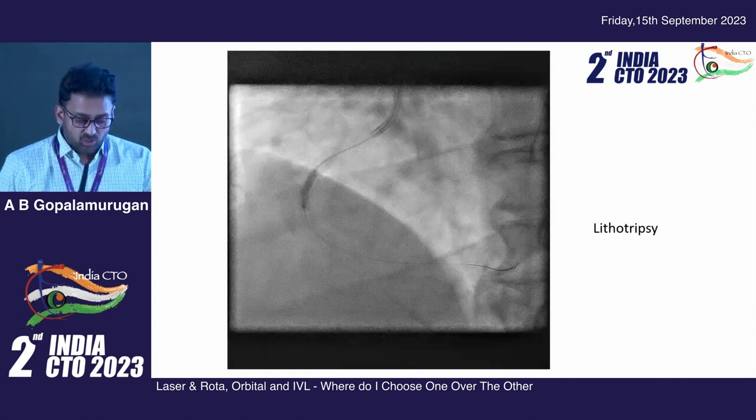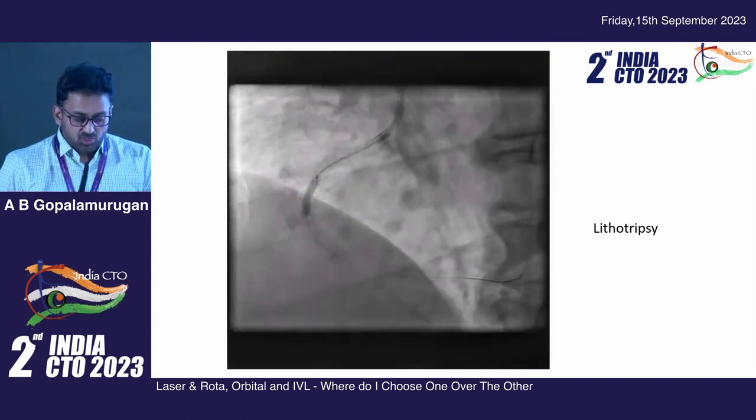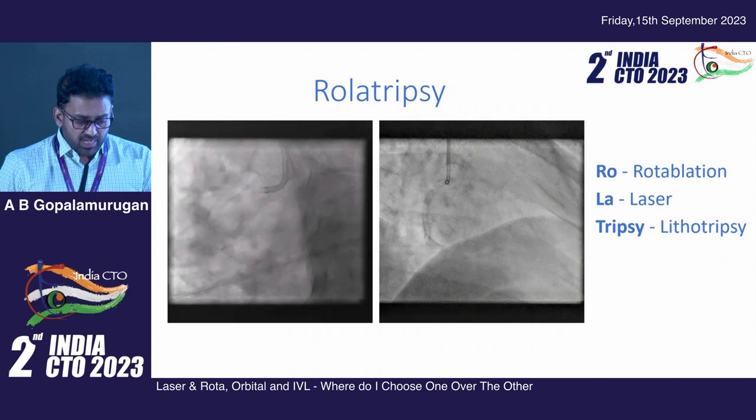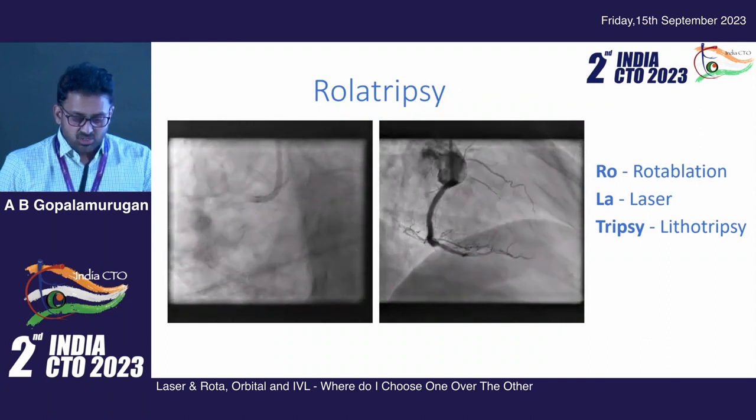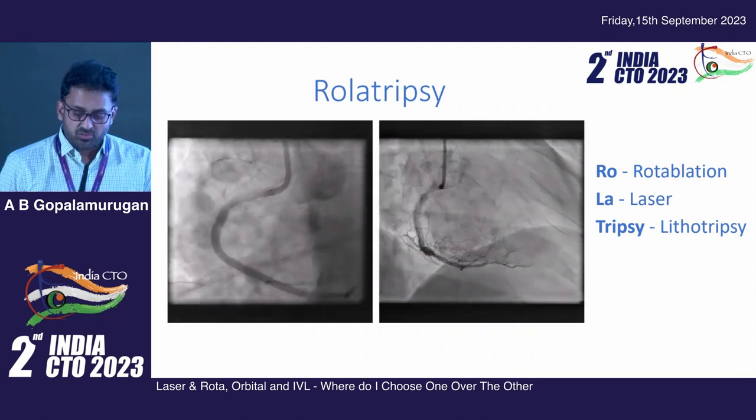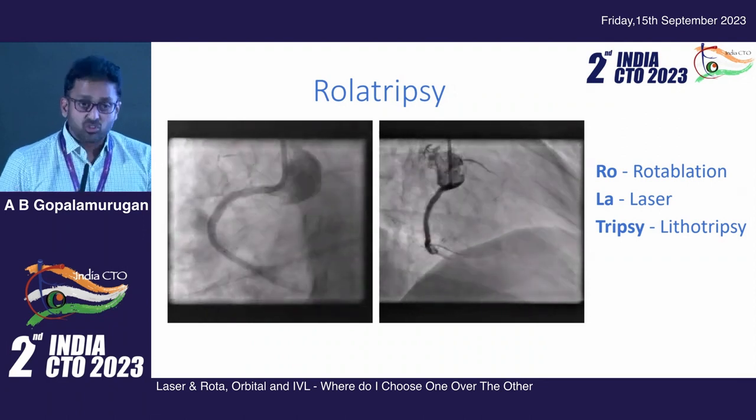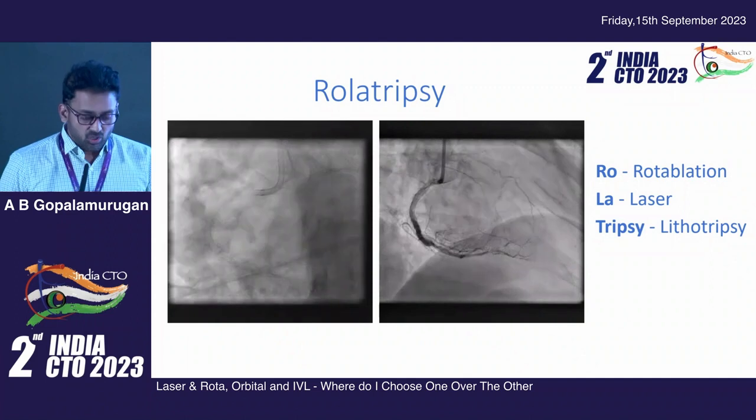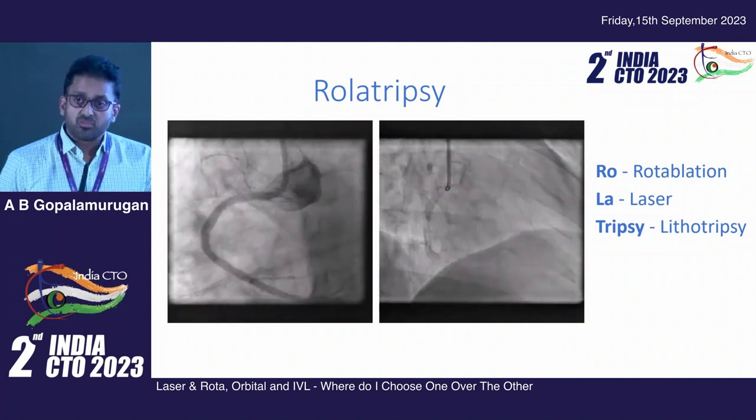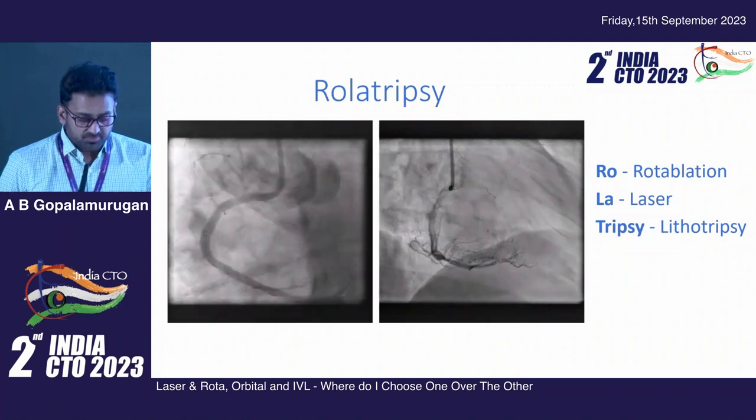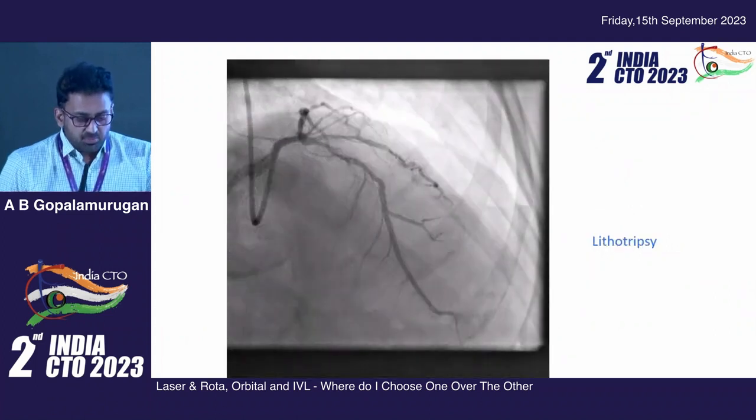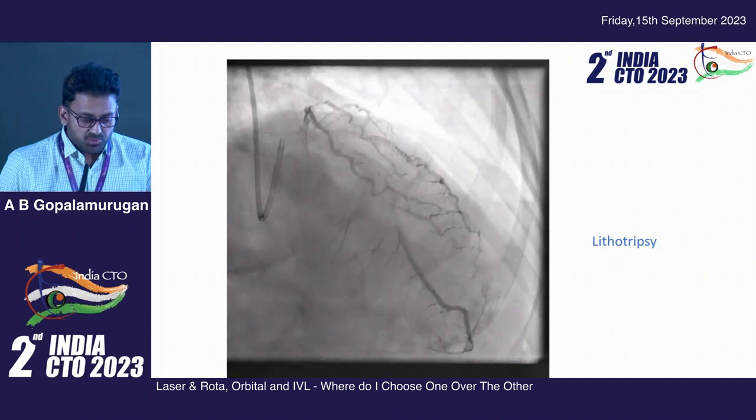So we decided to take lithotripsy to try and modify it. Here we're not debulking. Once lithotripsy is done, we managed to dilate it, and here we got a very pleasing result. So this is a rollotripsy, a combination of rotablation, laser, and lithotripsy. This has become a frequent norm nowadays because we use a lot of combination because one catheter may not completely do the job. Another example, this is a case of lithotripsy.